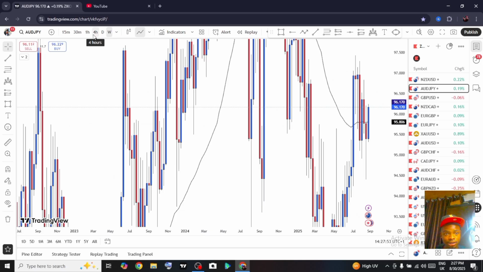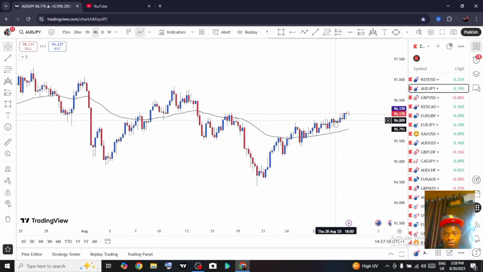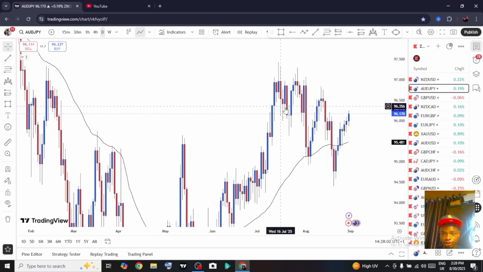Let's see what other time frames are saying. Let's see what the 4 hour is saying. All right, 4 hour is currently bullish, right? 4 hour is currently bullish, but we can't get any clean area of interest around here. So let's just go to the next pair.